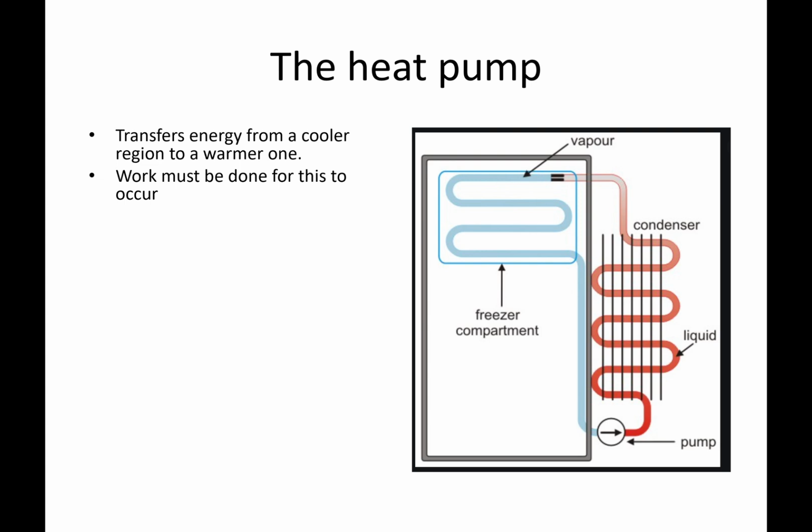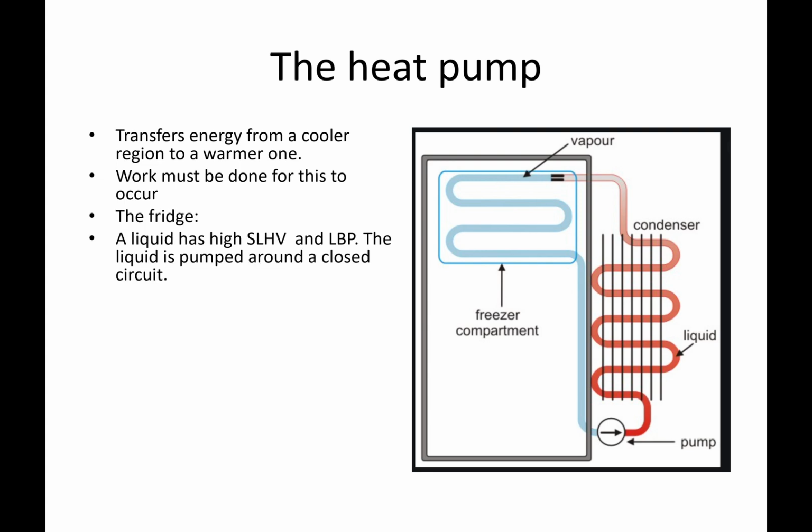Let's look at this following diagram of your fridge freezer. So here you can see that your heat pump is a closed circuit tube that goes inside the freezer and outside the freezer at the back. Let's look at how this device removes heat from your fridge or freezer.